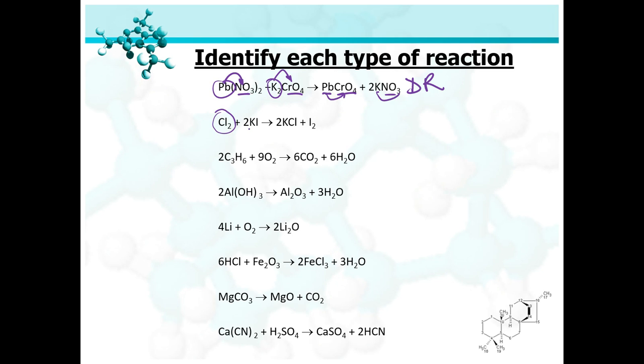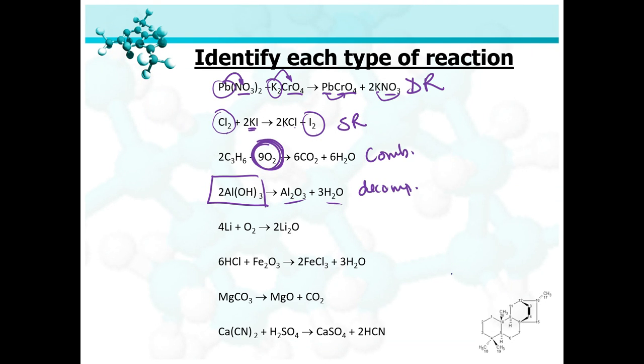I have a single element and a compound, and now I have this different single element. The potassium that used to be on the iodine is now on the chlorine. These guys traded places. Since I have a single element and a different single element, this is single replacement. Lo and behold, I've got oxygen gas in the reactant. That makes it combustion. Here I've got one single reactant breaking down into multiple products. That makes this decomposition. I've got multiple reactants. Single product, one single product. That's going to make this synthesis.